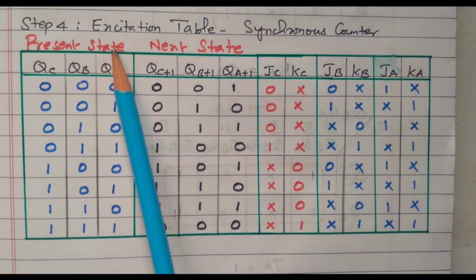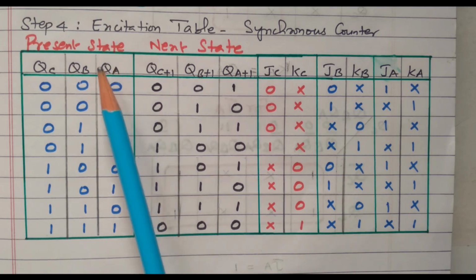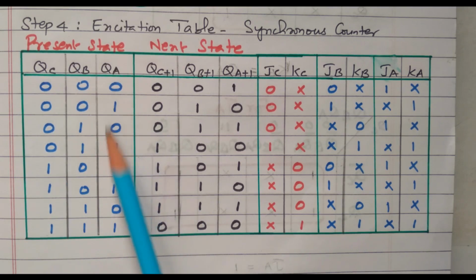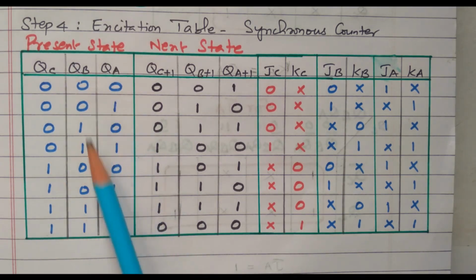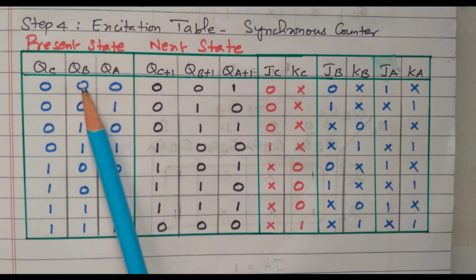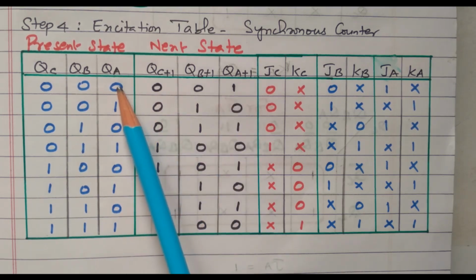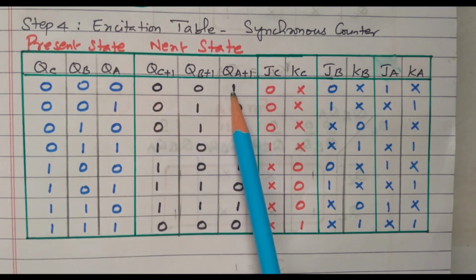This is the present state, what is available in the state diagram: 0 0 0, 0 0 1, 0 1 0, nothing but the 8 combinations of binary numbers. Now this 0 0 0 is changed to 0 0 1, that is this state. This is the current state, this is the next state. This 0 0 0 is changed to 0 0 1.